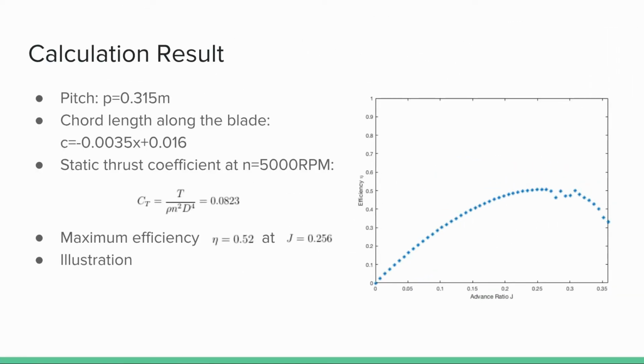So after various trials, we found out that the pitch should be this value, and we also use the linear chord length to avoid some tip vortex loss. The maximum efficiency obtained is 0.52 at the advance ratio of 0.256, which is shown in this illustration on the right.